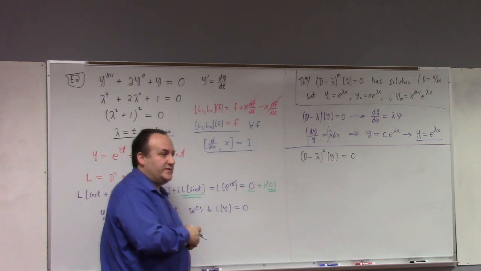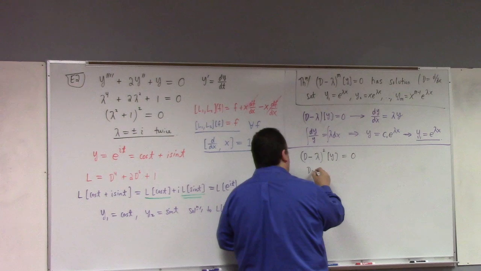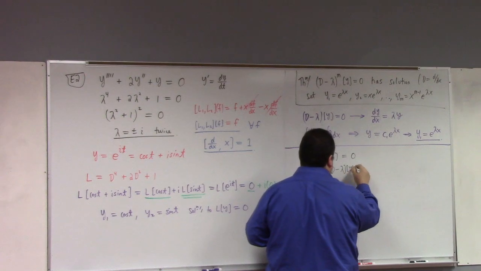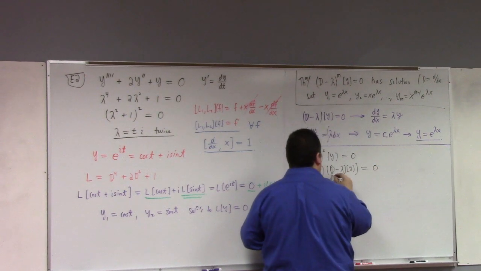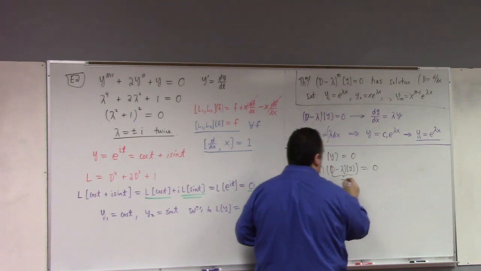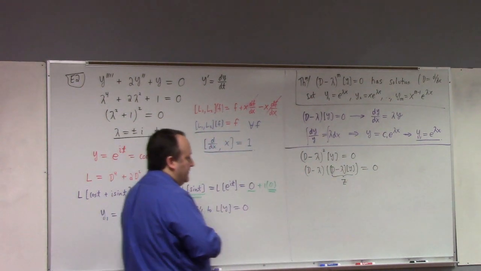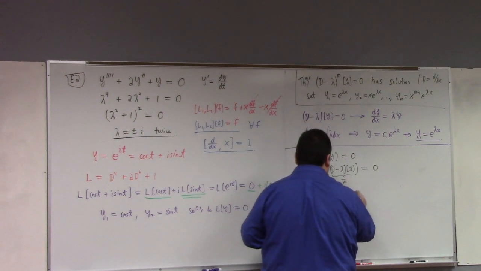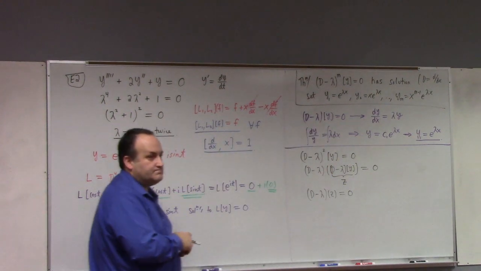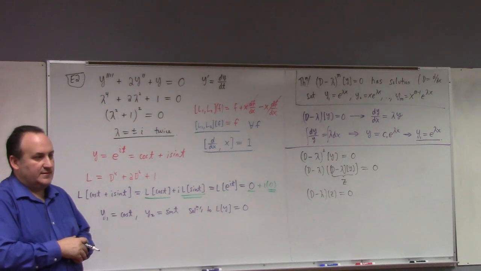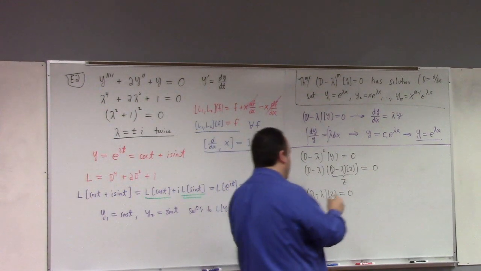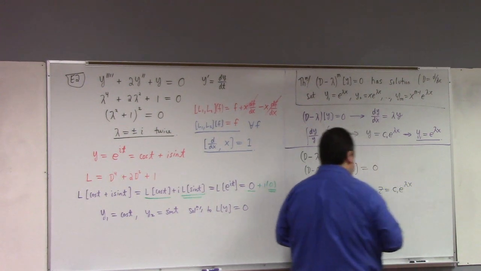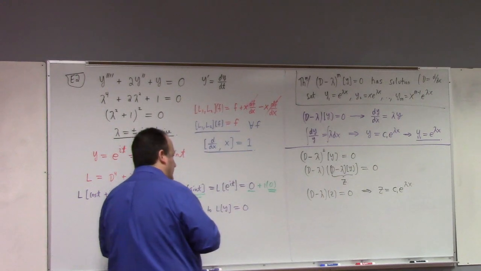Let me suggest we make a substitution. This is a new idea. So we've got D minus lambda acting on D minus lambda acting on y equals 0. Well, if we make this equal to z, then you see what we have is D minus lambda acting on z equals 0. Can we solve that? Yes, we can, right? We know how to solve this. This says z is equal to like c1 e to the lambda x. So then what are we up against?